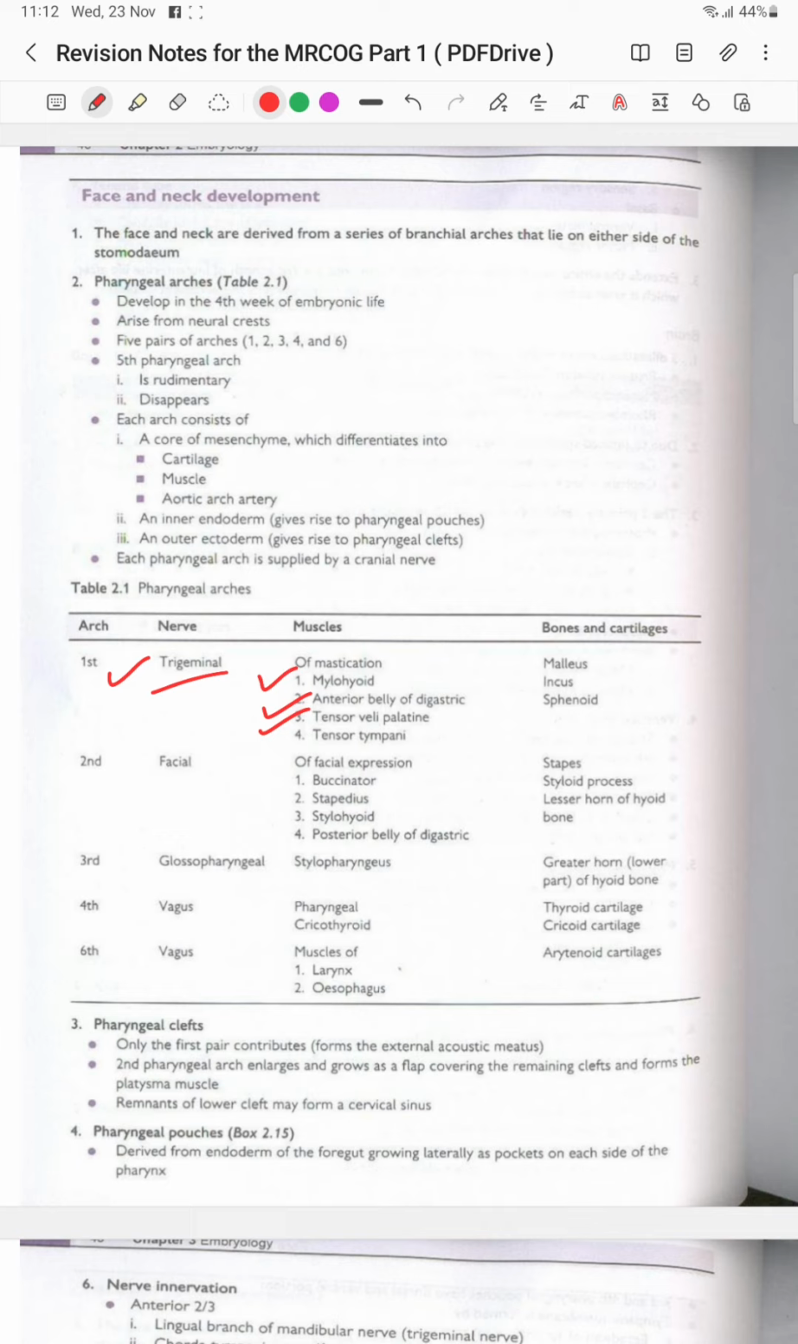The second is the facial nerve, the arch of facial expression: buccinator, stapedius, stylohyoid, and the posterior belly of the digastric. The bones and cartilage include the stapes, the styloid process, and the lesser horn of the hyoid bone.